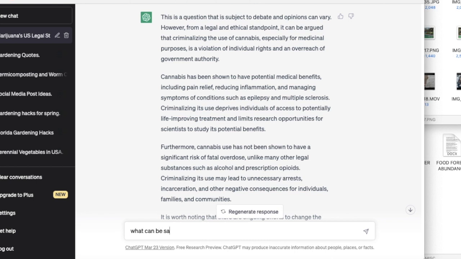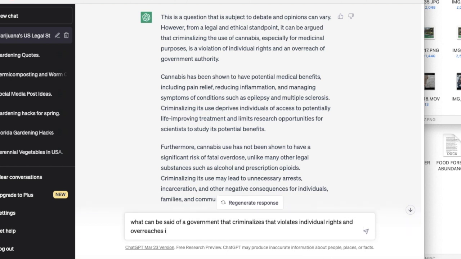Okay, so this next one is very telling, and I think its answer says a lot. I think I finally got to a great question here. What can be said of a government that criminalizes and violates individual rights and overreaches its authority? It's a pretty good one. Let's see what ChatGPT has to say.